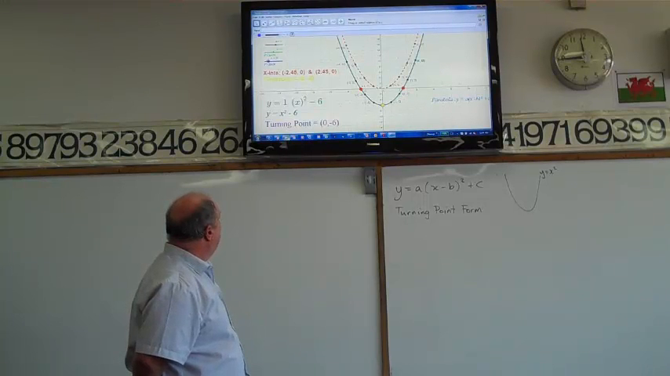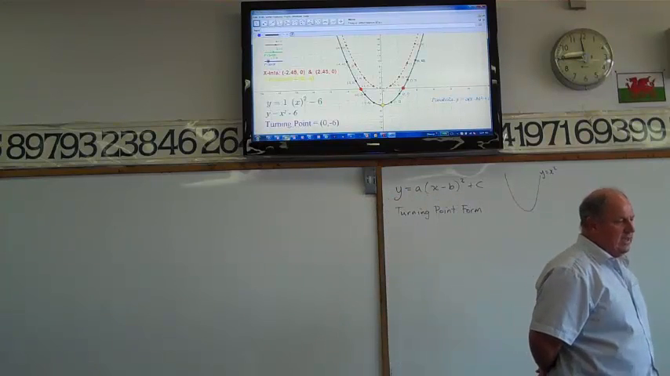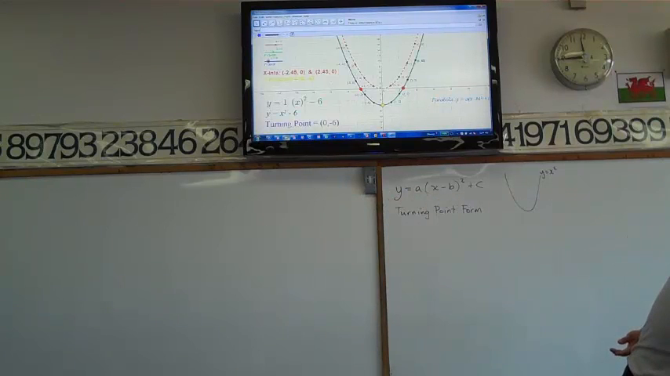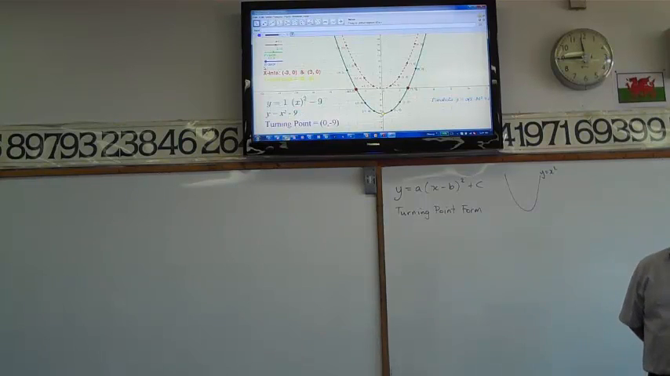That's y equals x squared take 6. The third one you have to do is y equals x squared take 9, in total from the original. Okay, this time the x-intercepts are exactly 3 and negative 3. The y-intercept's exactly negative 9. Turning point's still 0, negative 9.